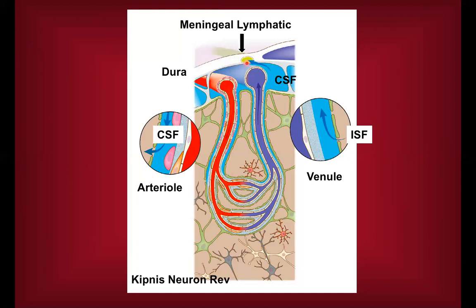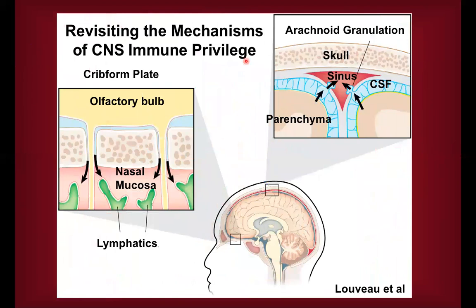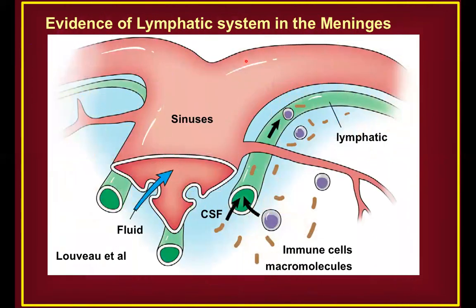So the CSF will drain here. This will allow cells to drain out as well, so it's another drainage system. This is revisiting the mechanism of immune privilege, showing you the two types of drainage. This would be the common CSF draining through the sinuses, whereas now with this lymphatic system in green, you see that within the meninges, we can have drainage of immune cells, pathogens, and other things directly to the lymph nodes. All right, so this is a big step forward in showing that we do have a lymphatic system within the brain, and it's within the meninges.